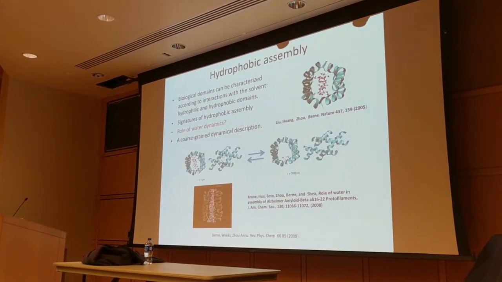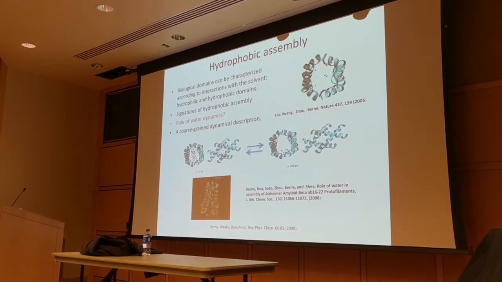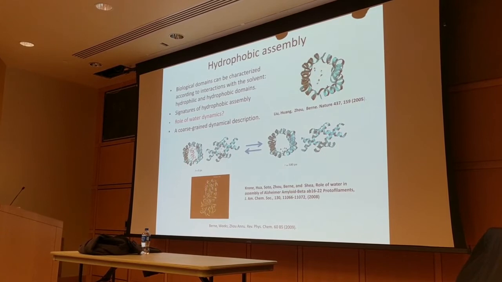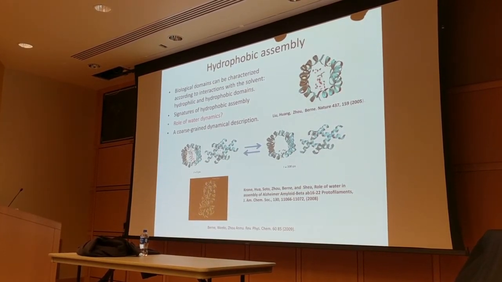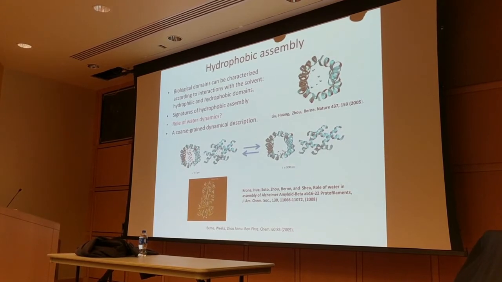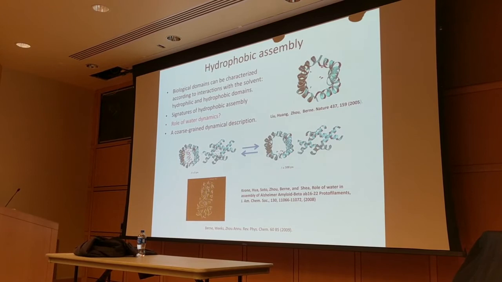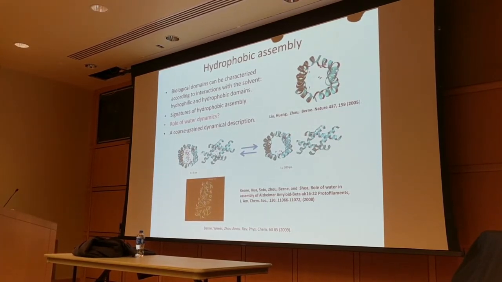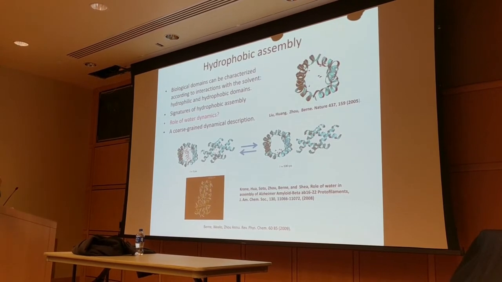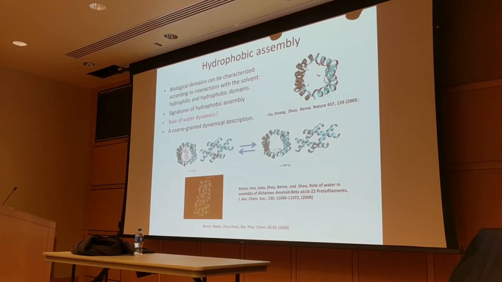Here's another case, from Joan Shea. We looked at an Alzheimer's amyloid beta protofilament. We pulled them apart, put water in between, and then looked at what happened, and the same thing happens there. You see this drying. And here is a very important result.